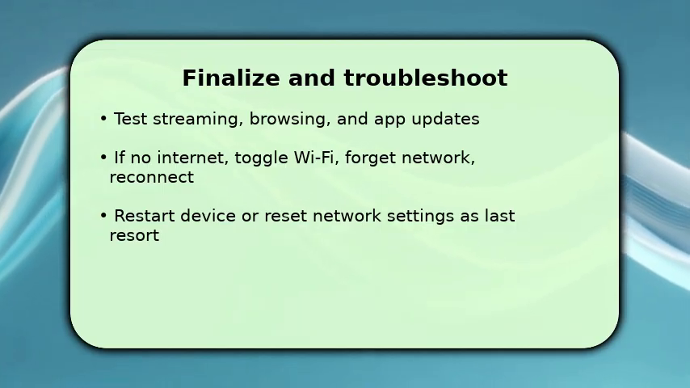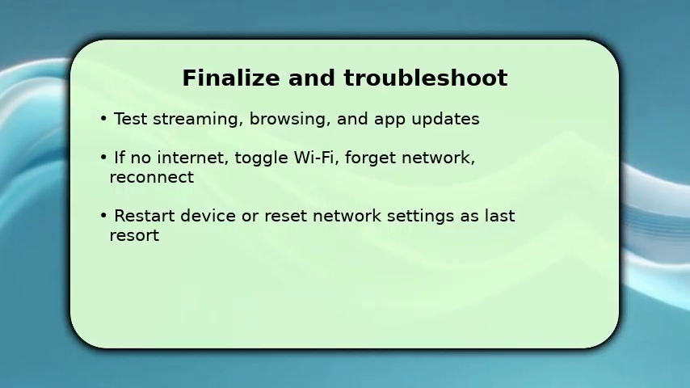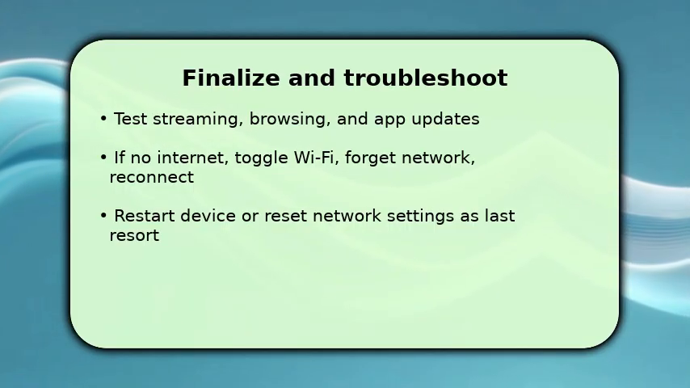If you see no internet, first toggle Wi-Fi off and on. If that fails, forget the network and reconnect with the password. Make sure airplane mode is still enabled.